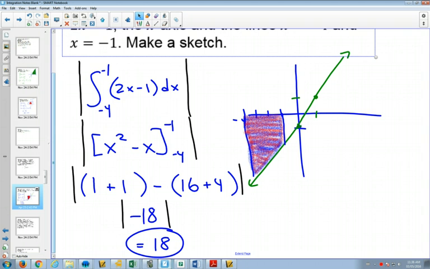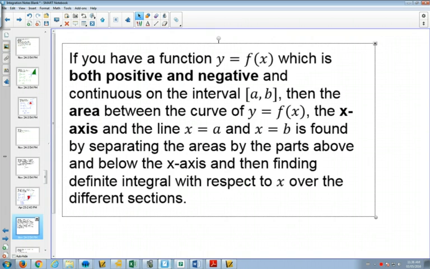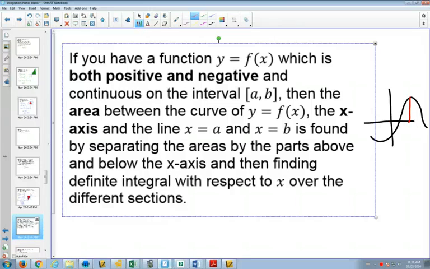So we've looked at what happens if it's positive, what happens if it's negative. We haven't looked at what happens if it's both positive and negative over an interval. And the question says, find the area between the curve and the x-axis. Well, what you're going to have to do then, right? Here's the picture of our graph, and you want to find the area between this point and 0.